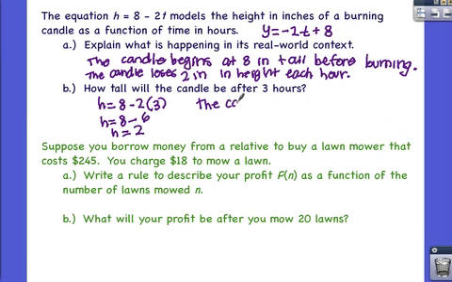So the candle will be 2 inches after 3 hours.